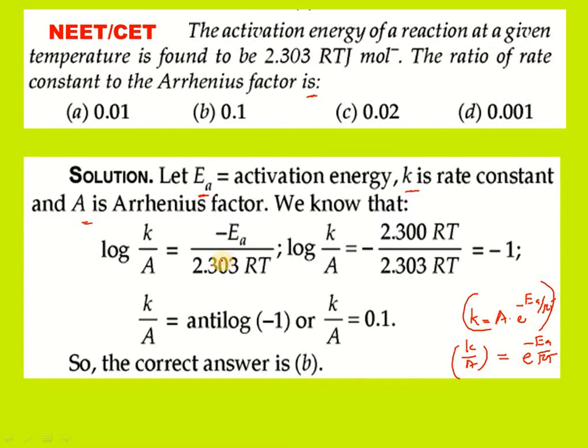Based on the log taken, they have substituted the EA value given in the problem as 2.303 RT, and that value got minus 1. So minus 1 antilog is 0.1. So that means B option is the right option.